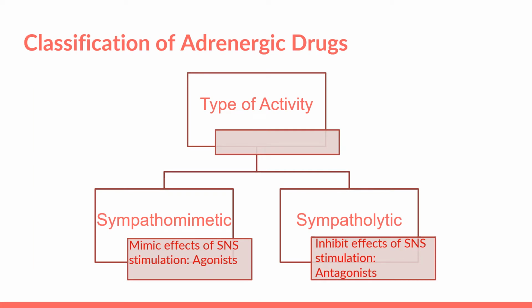Classification of adrenergic drugs follows two categories. One is whether they mimic the effects of SNS stimulation and are so-called sympathomimetic agents or agonists, and the other is whether they inhibit SNS stimulation and are so-called sympatholytic agents or antagonists.